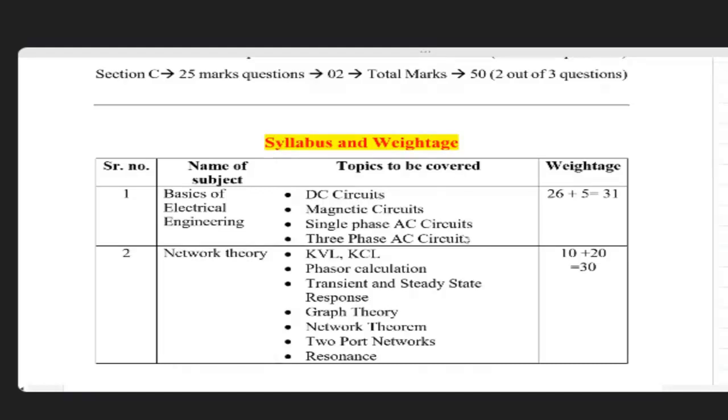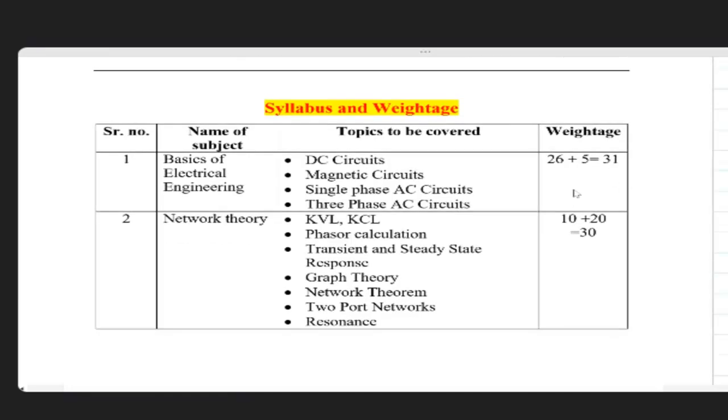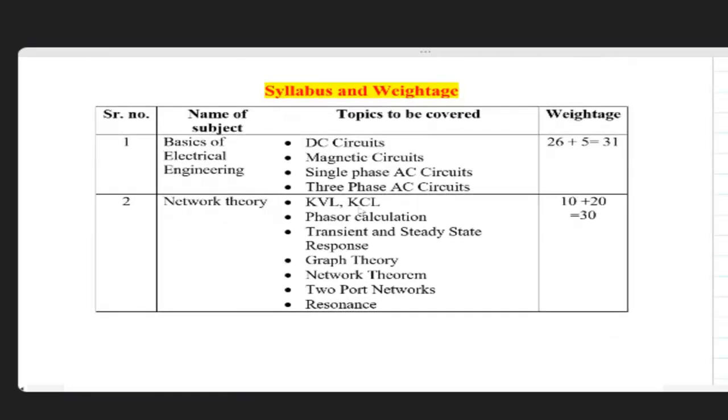Starting with basics of electrical engineering, a very basic subject of electrical engineering. It includes DC circuits, magnetic circuits, single phase AC circuits, and 3-phase AC circuits. You can see here 26 plus 5: 26 marks are from MCQ type questions and only 5 marks from descriptive type. So the total of 31 means the weightage of this BEE subject is 31 out of 300. From the last year question paper I have written this down.